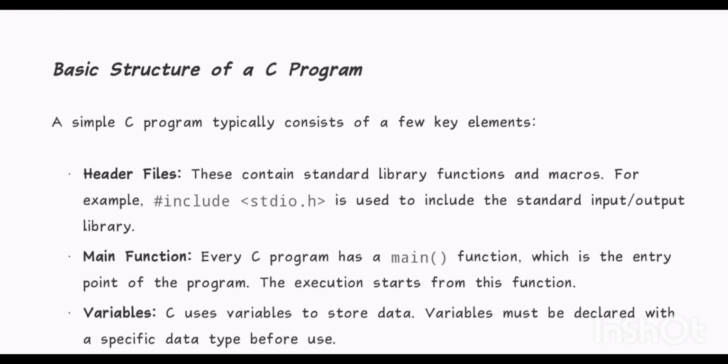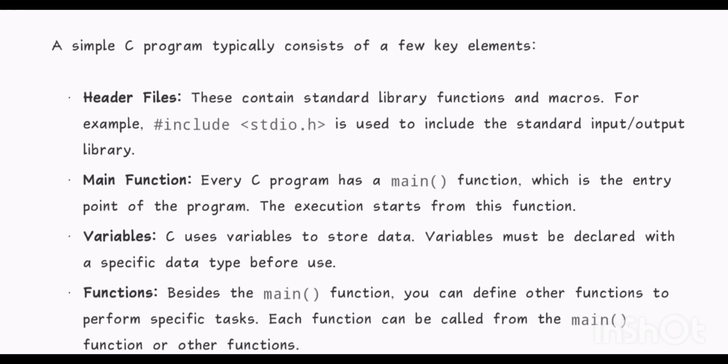Basic structure of a C program. A simple C program typically consists of a few key elements. Header files. These contain standard library functions and macros. For example, #include <stdio.h> is used to include the standard input-output library. Main function. Every C program has a main function, which is the entry point of the program. The execution starts from this function.